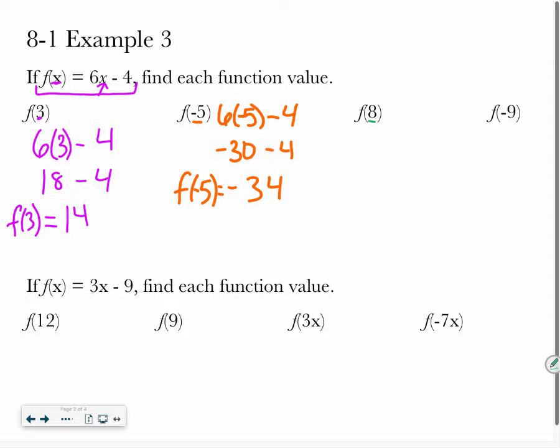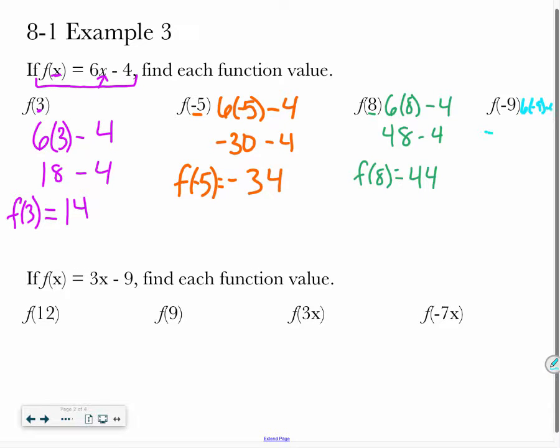Instead of x, I have 8. So I have 6 times 8 minus 4. 6 times 8 gives me 48 minus 4. So f of 8 equals 44. In our last one, we have f of negative 9. So we have 6 times negative 9 minus 4. So that's negative 54 minus 4, or negative 58. And I say f of negative 9 equals negative 58.